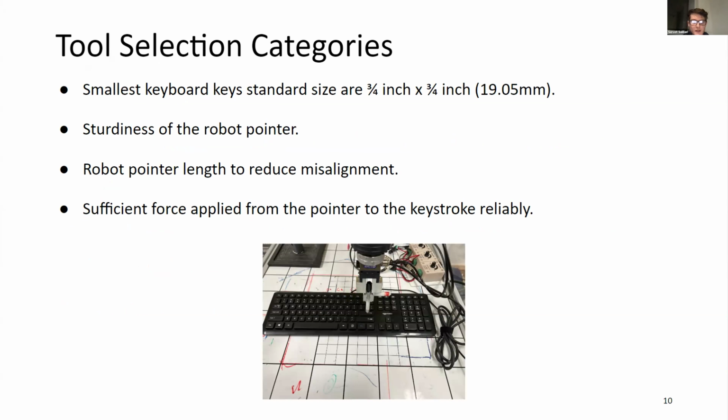I'm not sure who's speaking, but we decided to use the robot pointer length to reduce misalignment. So that was a key component. We were looking for length. We were looking for sturdiness of the robot pointer because if it's not sturdy enough, it's going to slide on the keyboard. And then we were looking for sufficient force applied to the pointer to press the keystroke reliably, so whenever we would click a key, it would reliably display.